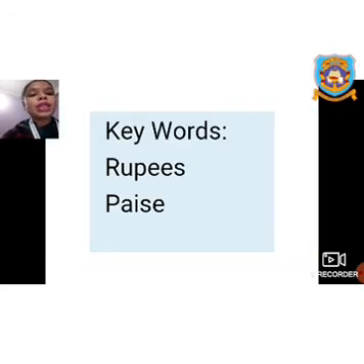The keywords which are used in this chapter are rupees and paise. Rupees and paise represent money, and both are separated by a dot.